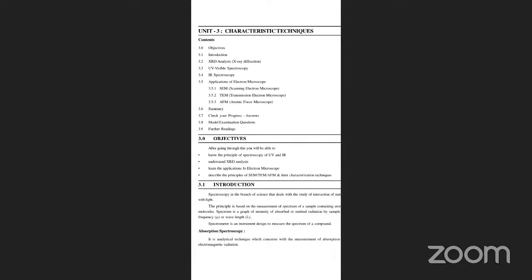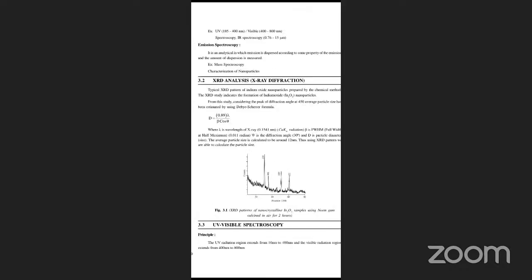Now, for example, UV spectroscopy is 185 to 400 nanometers, visible is 400 to 800, and IR spectroscopy is 0.76 to 50 micrometers. Emission spectroscopy is an analytical technique in which emission is measured according to some property of the emission and the amount of dispersion. Example: mass spectroscopy.